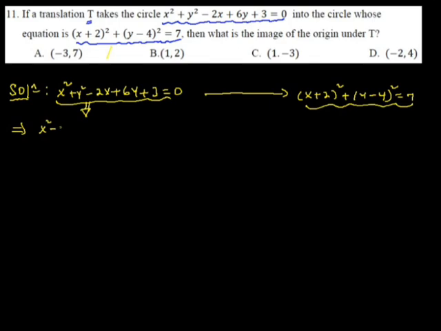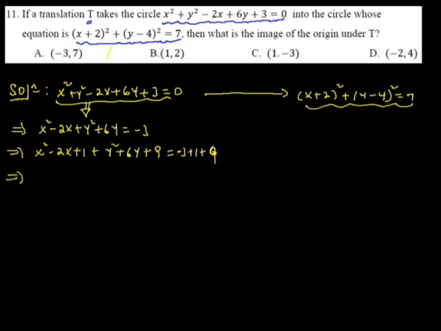obtained using the completing square method. x squared minus 2x plus y squared plus 6y equals minus 3. So this means x squared minus 2x plus 1 plus y squared plus 6y plus 9 equals minus 3 plus 1 plus 9. So using the completing square method, this part means (x minus 1) squared plus, and this part is (y plus 3) squared equals minus 3 plus 1 plus 9, which is 7.